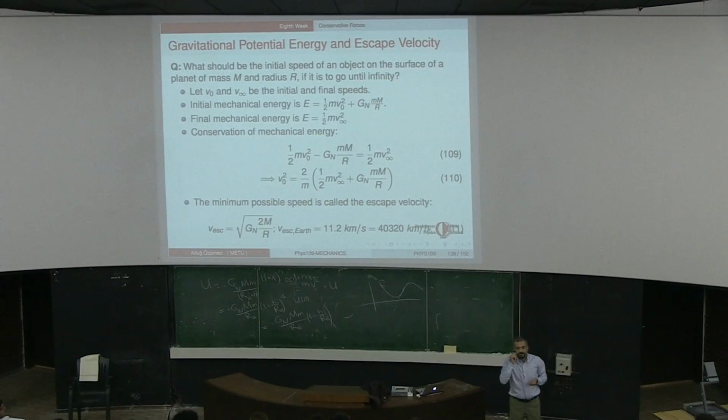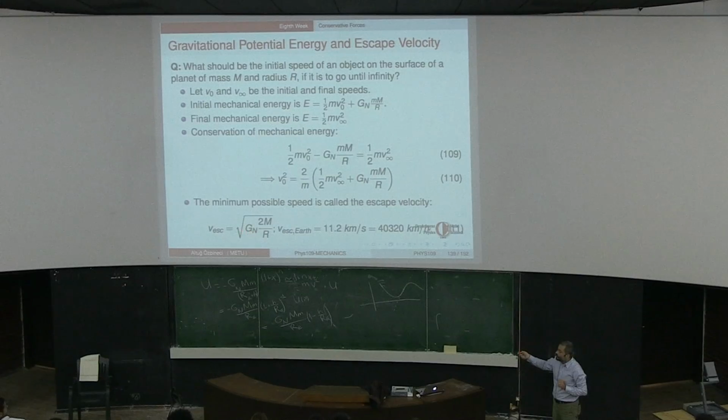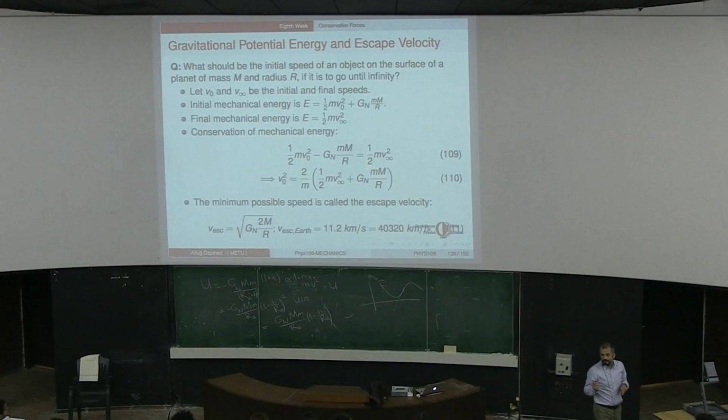So if you look here, as the mass of the planet increases, the escape velocity increases if you keep the radius constant. Or if you keep the mass constant but decrease the radius, if you compress the planet, escape velocity increases. But eventually, you can reach a point where the escape velocity is equal to the speed of light. And what happens then?